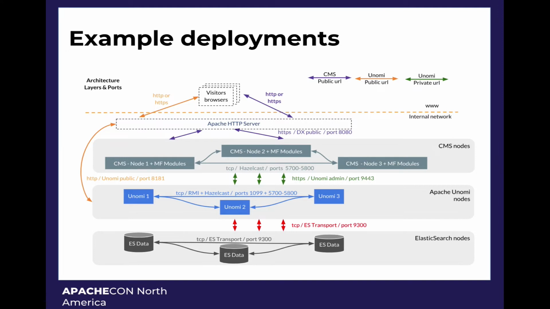And of course, you see here there's an Apache HTTP server that can be put in front to do load balancing or whatever other kind of caching that you want. But this is just an example of what it looks like from a DevOps perspective.